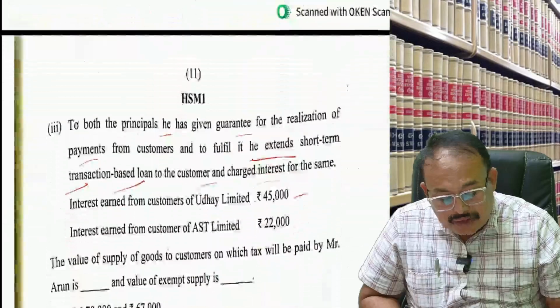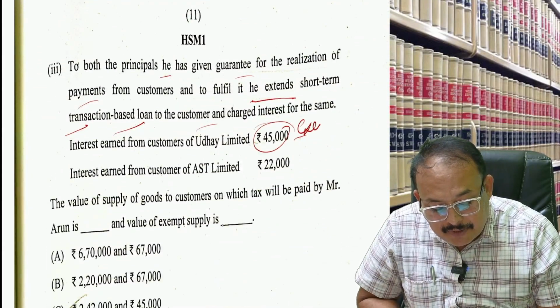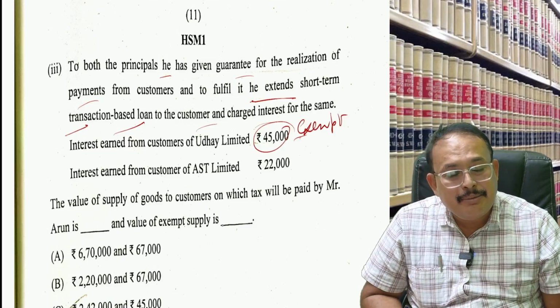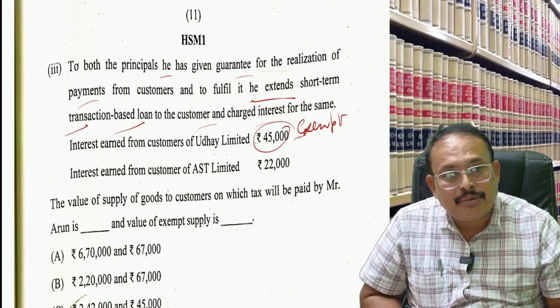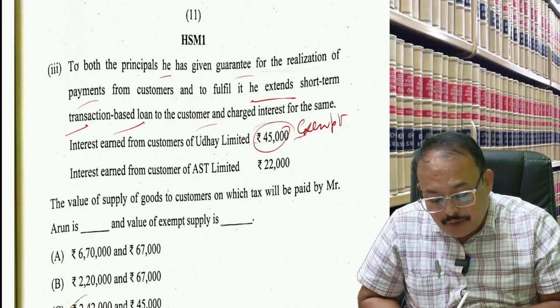Therefore, the accretion thereon also will be exempt. Namely, the interest earned by Arjun is exempt. Main supply exempt, therefore interest also exempt.